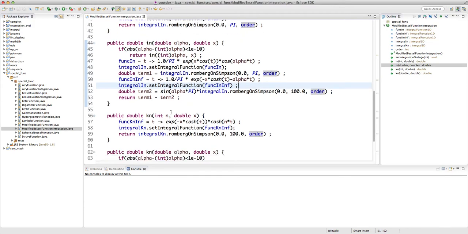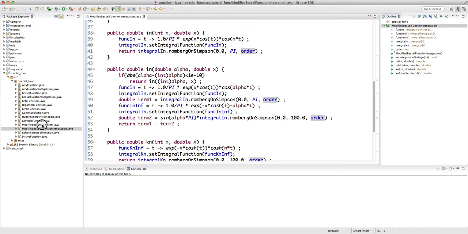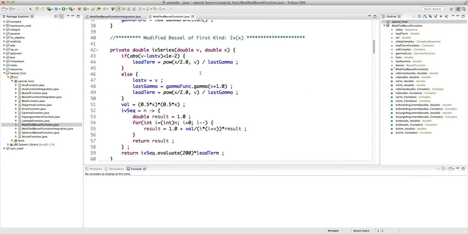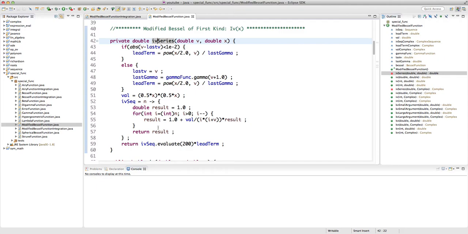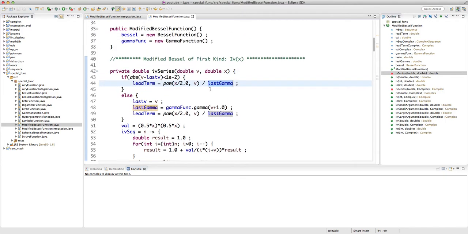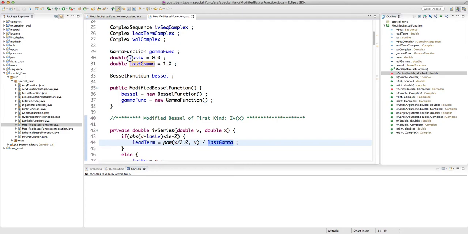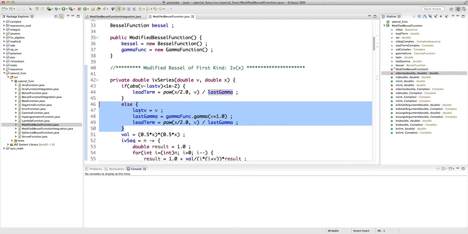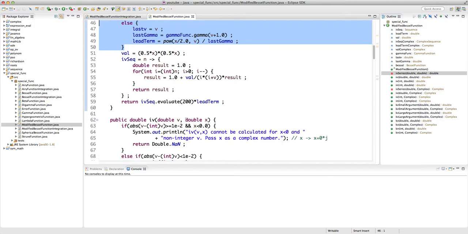All right, the same thing for kn, we can implement the integral. But then I have this modified Bessel function, where I actually implement the series representation, and this is supposed to be a very fast evaluation, right? Especially the fact that when we are sweeping x, we're caching the gamma. And the assumption here is that we start from nu equals 0 and the last gamma is 1. And if nu changes, here we update the cached value of nu and gamma and calculate the lead term again.